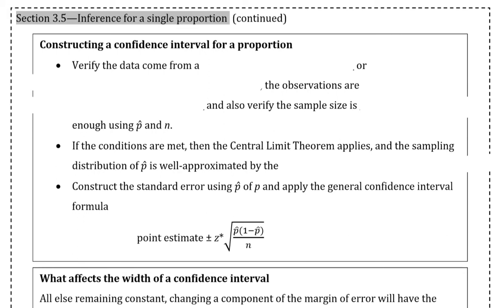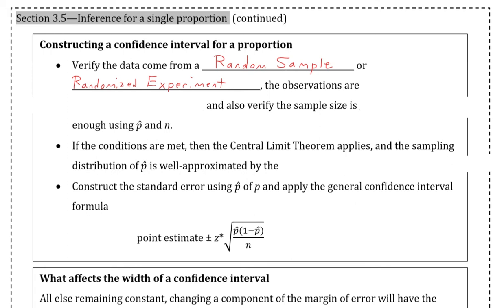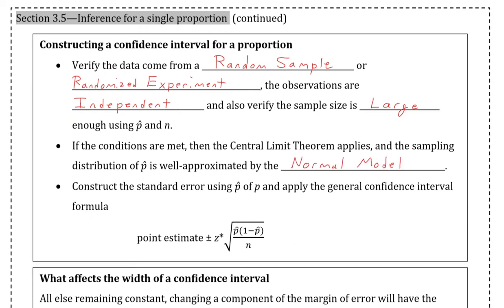To construct a confidence interval for a proportion, you first need to make some checks for the normal model. Verify that the data comes from a random sample or randomized experiment. The observations are independent, and also verify the sample size is large enough using p hat and n. If the conditions are met, then the central limit theorem applies, and the sampling distribution of p hat is well approximated by the normal model.